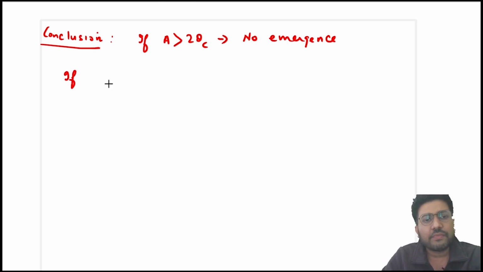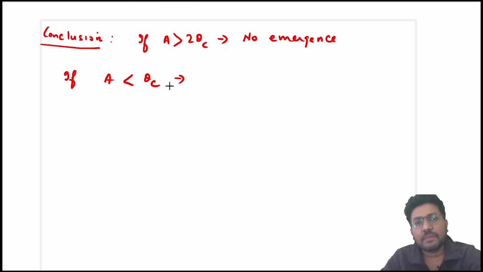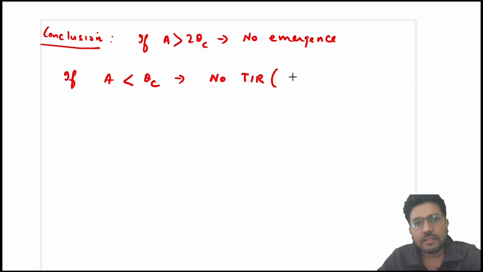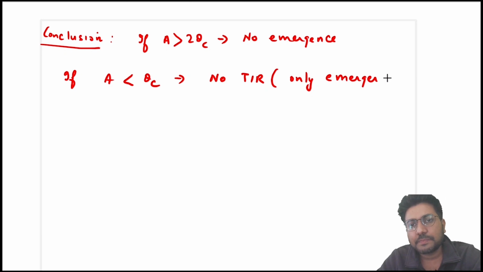Then if A is less than theta C, that means the angle between the two prism surfaces is less than the critical angle, then you will say there is no TIR. Whatever be the angle of incidence, TIR cannot take place at this surface. That means there is only emergence, whatever be the angle of incidence. Okay, there is only emergence.